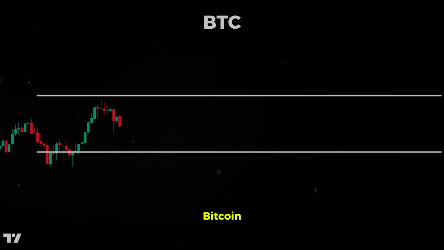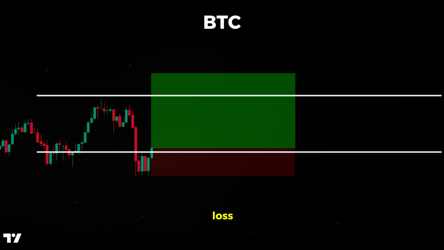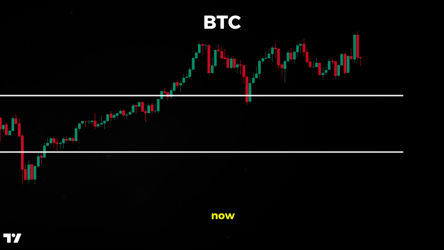Right here on Bitcoin, range marked. You can see price pushed below the range low and the candle closed outside. So we're watching. Then the next candle closes back inside. That's the setup complete. We go long. Stop loss at the low of that breakout. Take profit at 2 times the risk. Price then moves up and hits the target. 2R.